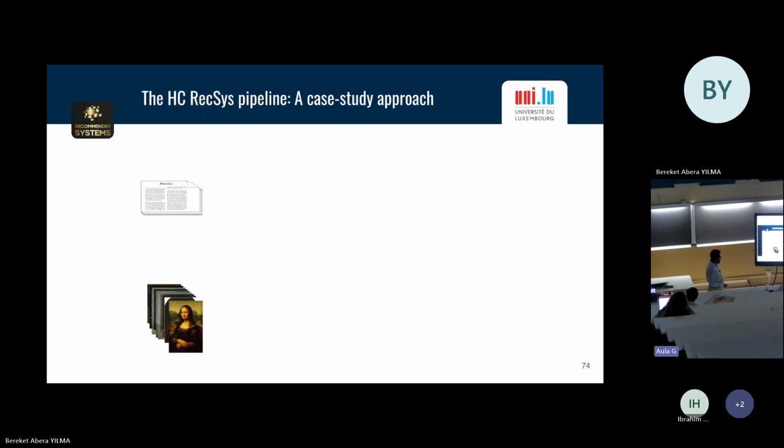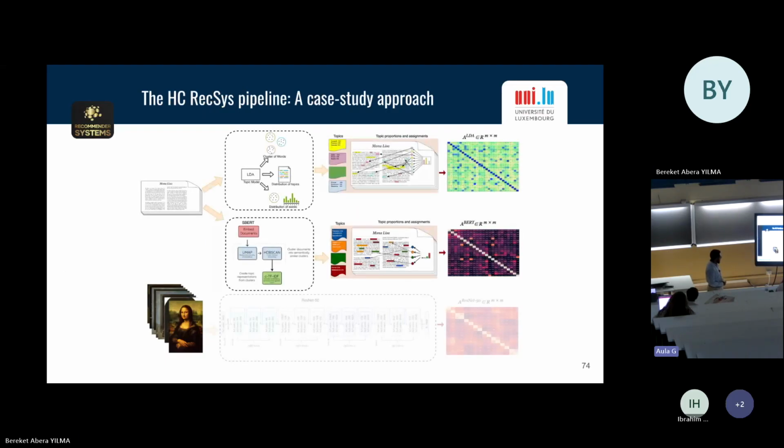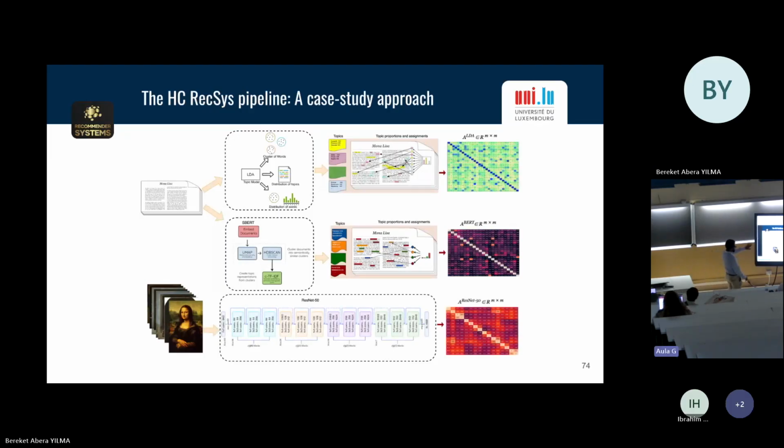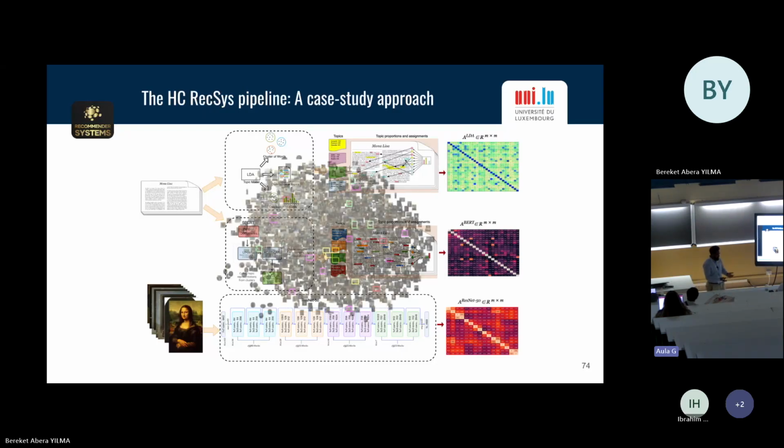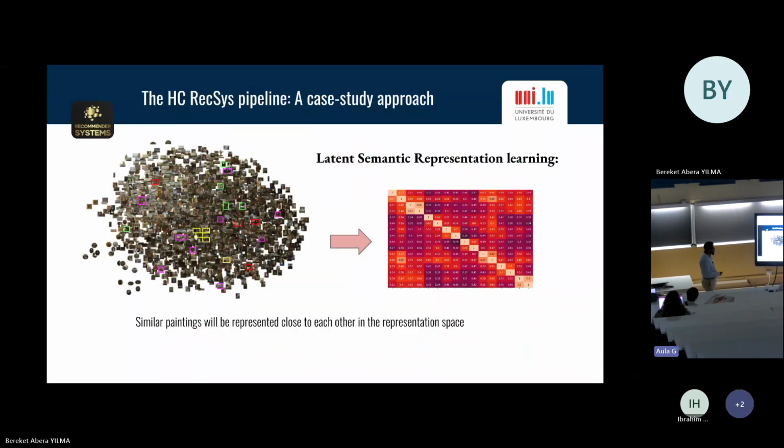I will quickly zap through this, and we end up with this. We used LDA, Sentence-BERT, and ResNet. All of them are extracting features, learning some kind of representation from raw input data. And then you end up with an embedding space from which you can transform to a similarity matrix. So again, the idea is quite simple and straightforward. You want an embedding which captures similarity, so that similar paintings are clustered together.